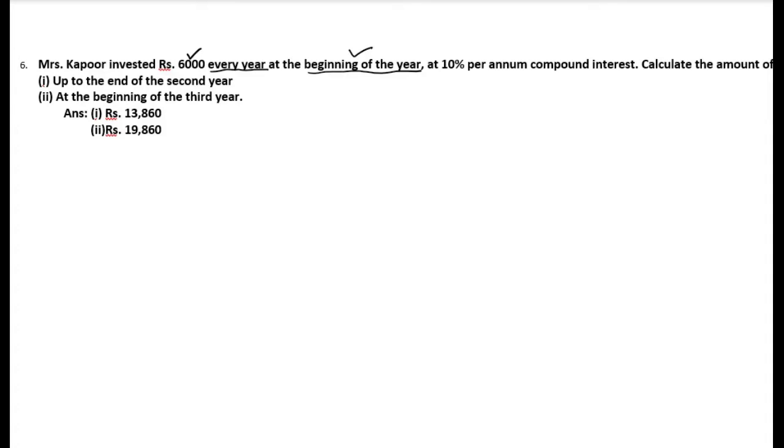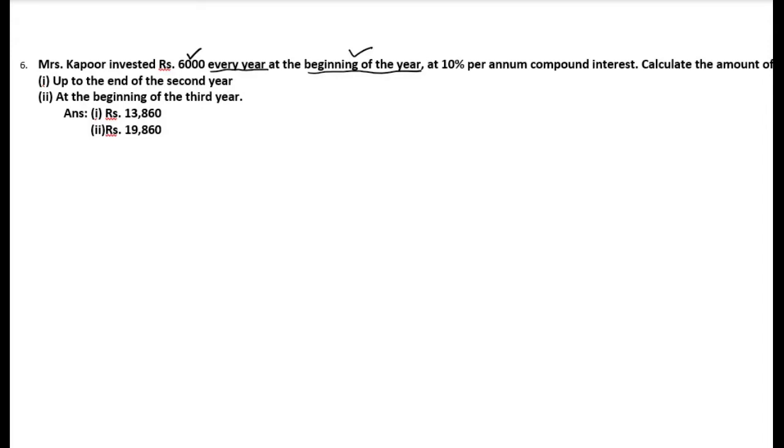So in the beginning, that is 1st January 2019, she will invest 6,000 and the whole of 2019, this money will remain invested. So at the end of 2019 or beginning of 2020, she will get back her money with some interest.